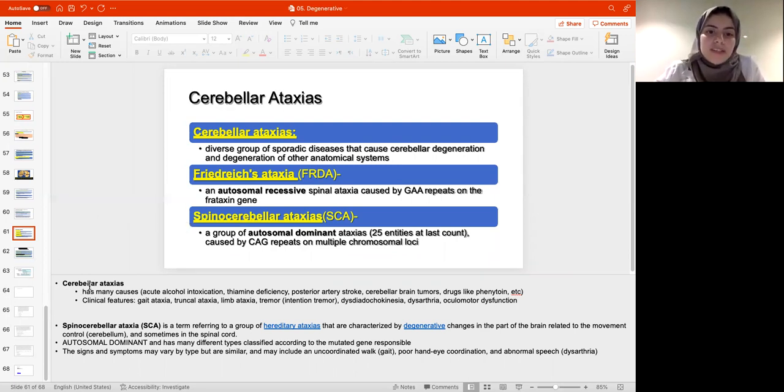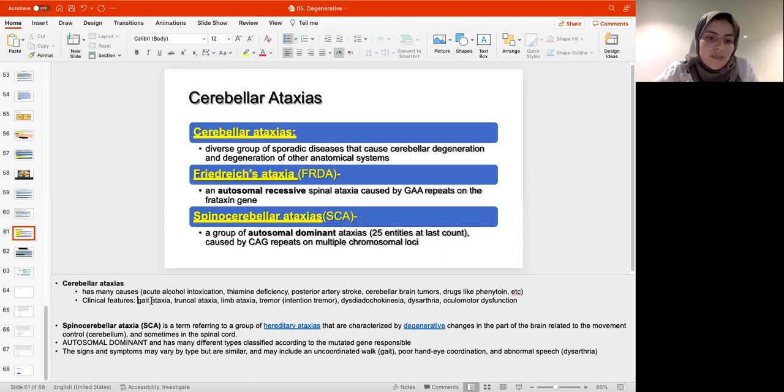When I say cerebellar ataxias, it's not just one disease. It can be caused by so many different things. A lot of times they got us a question about acute alcoholic intoxication, because it's very common. It can cause, if I'm not mistaken, vermis cerebellar ataxia because it affects the vermis. You should associate alcohol intoxication with cerebellar ataxias. Thiamine deficiency, Wernicke-Korsakoff disease, can cause cerebellar ataxia. Posterior artery stroke, cerebellar tumors, and drugs like phenytoin can all cause cerebellar ataxias. So it doesn't have to be a neurodegenerative disorder.